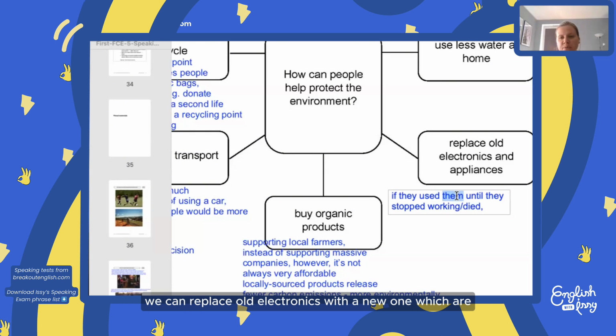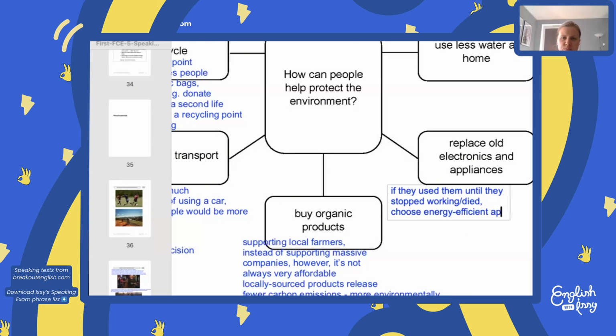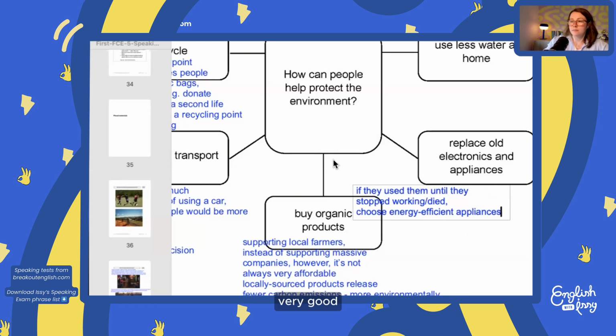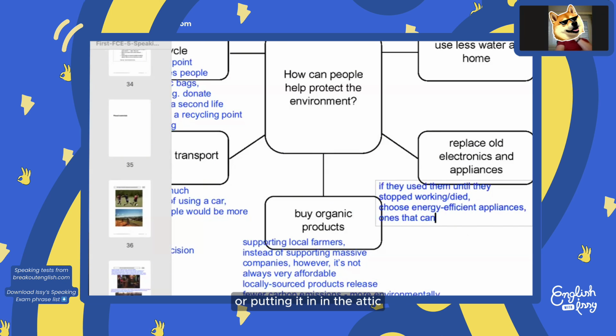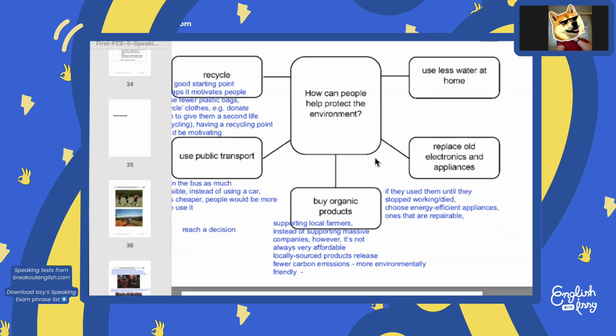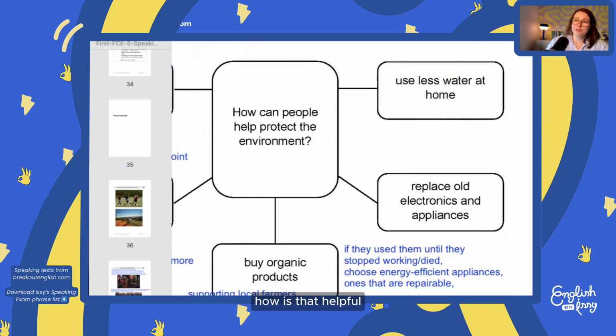We can replace old electronics with new ones which are less energy consuming because they are more innovative and modern. Very good. If they sell devices, they can have a second life instead of just throwing them away or putting them in the attic for an amount of time until they throw them away. How about the last one here? Using less water at home. How is that helpful?